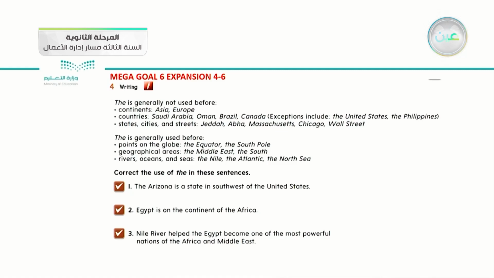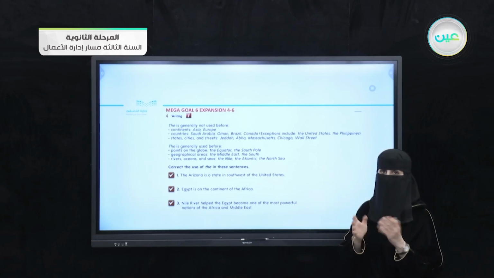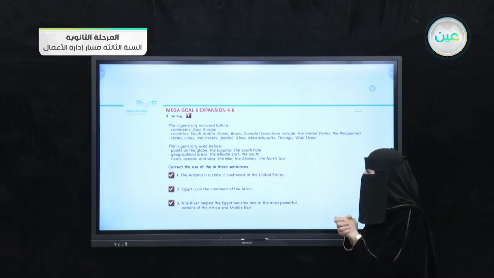Before we correct, let's come back to see what the rule is. They give it to us as "generally used with" something, and the second is "generally not used before". They give some points. Look at the first one, continents. If we have continents, Asia, Europe, and so on, we shouldn't use the article "the" before them, because they are famous for everyone. It's a general truth. We know that, so there is no need to put the article before it.